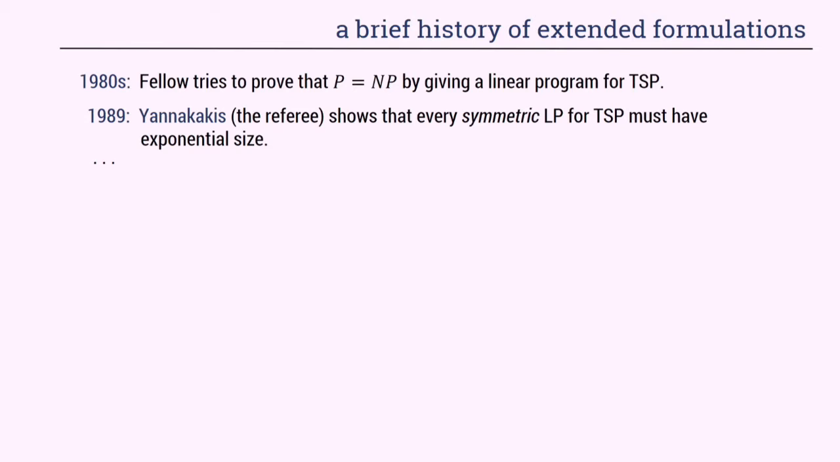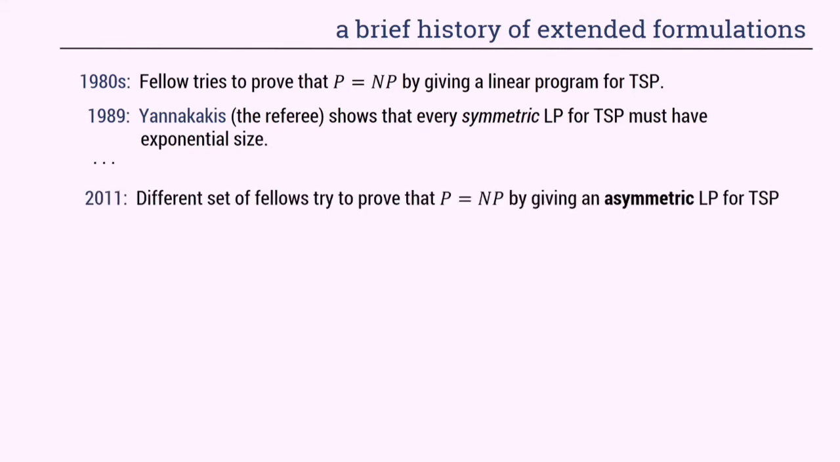So then about 20 years passed, and a different set of people attempted to prove that P is equal to NP, but now giving an asymmetric family of linear programs for TSP. Okay, so I'm not saying what symmetry means, but it's basically that the programs respect the underlying symmetry of the TSP problem when you permute the cities.